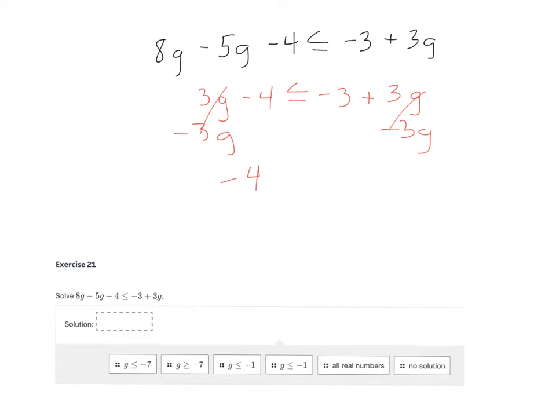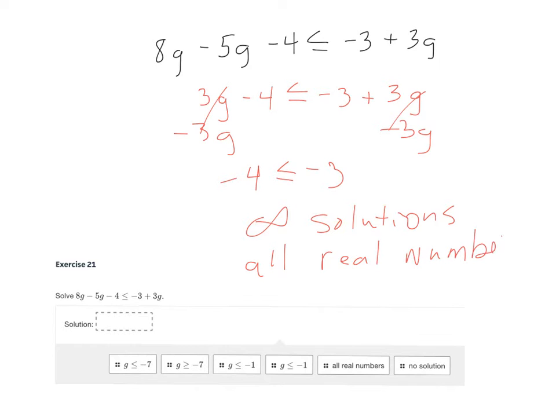At this point, we know the only two answers are going to be no solution or infinite solutions. Negative 4 is less than or equal to negative 3. Is that true? Is negative 4 less than negative 3? That is true. So this is infinite solutions, or sometimes it's called all real numbers. Basically what that means is no matter what you put in for g on both sides, the left side will always be smaller than the right side.